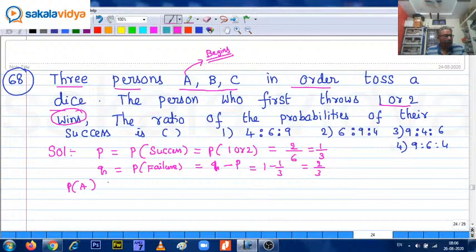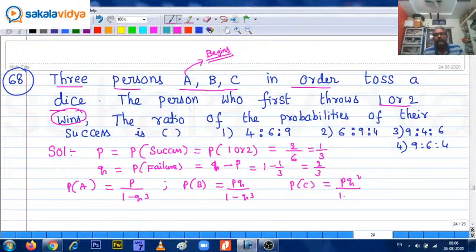A begins the game, P of A, given shortcut. What is the shortcut formula? That is P by 1 minus Q cube. What is P of B? P of B is equal to PQ upon 1 minus Q cube. P of C equal to PQ square upon 1 minus Q cube. This is the shortcut formula.